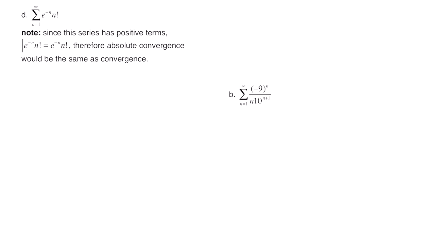For part D, we have the series e to the negative n times n factorial. And I have a note: since this series has positive terms, when we take the absolute value of the terms, we're going to get out the same terms. Therefore, absolute convergence would be the same as convergence.